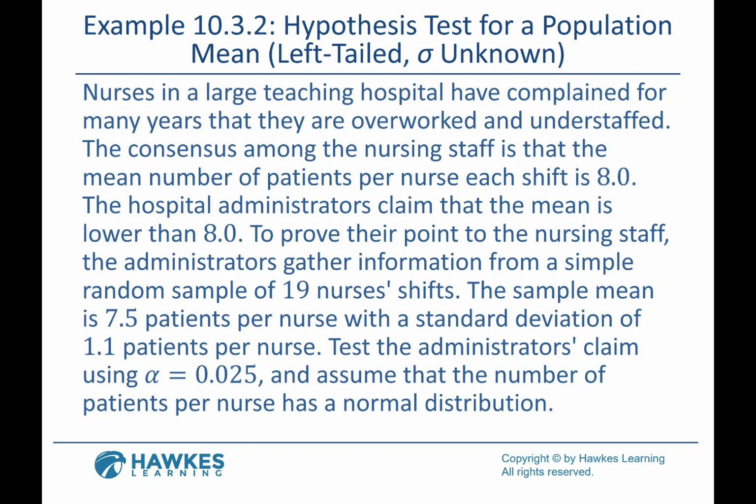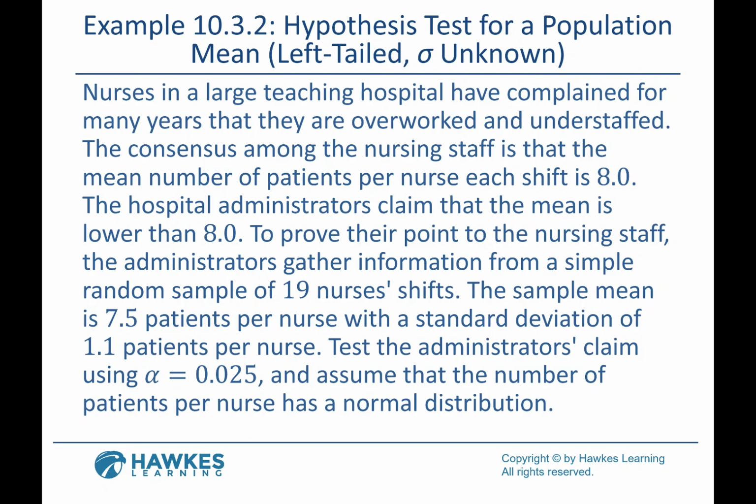So a lot of information there, and let's break it down piece by piece. One thing that may have caught your eye is that our sample size is only 19. Normally we say we want a sample of at least 30, but we're okay in this situation because it says assume patients per nurse has a normal distribution. So we can still go ahead.